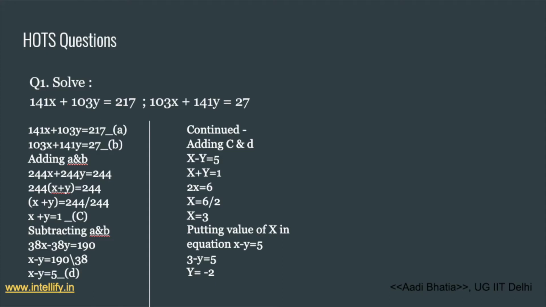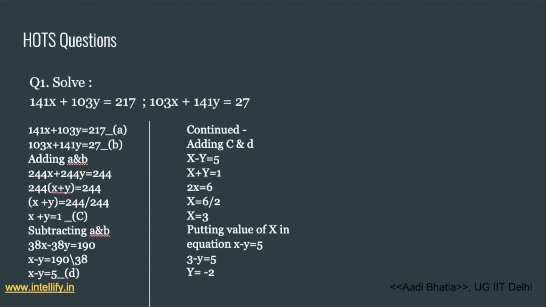Continue ahead. If we take x plus y is equal to 1 and x minus y is equal to 5 as c and d respectively, so if we add c and d, this will equal 2x is equal to 6, as minus y plus y will cancel out and x plus x will be equal to 2x, and 5 plus 1 is equal to 6. Then x is equal to 6 upon 2, and hence the equation solves and x is equal to 3.